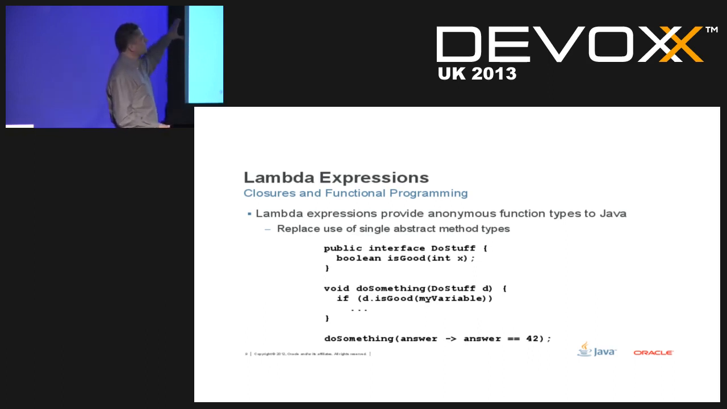But essentially this does add an anonymous function type. It's a little bit different because now when you reference the variable d here, what you're referencing is an anonymous function. You're not referencing an object in the way that you would be before. So there are some interesting things that go on under the covers.